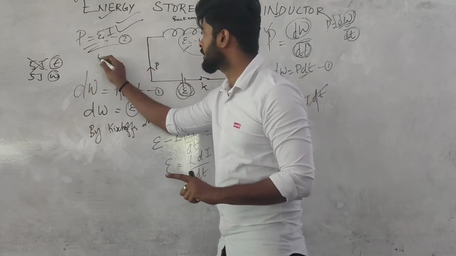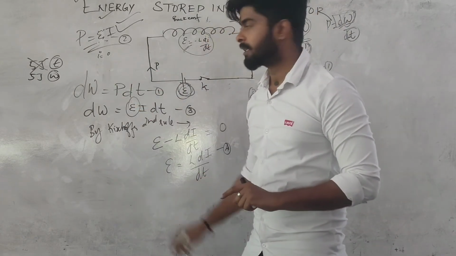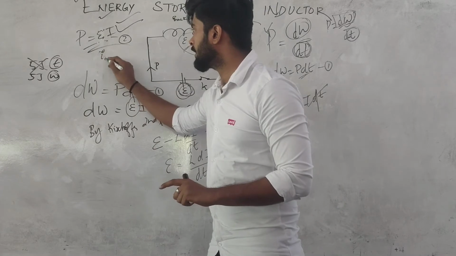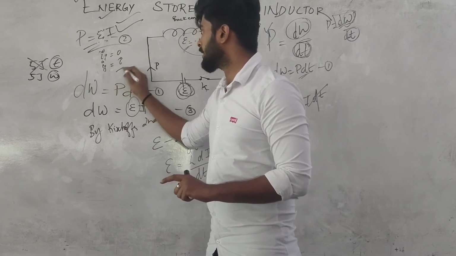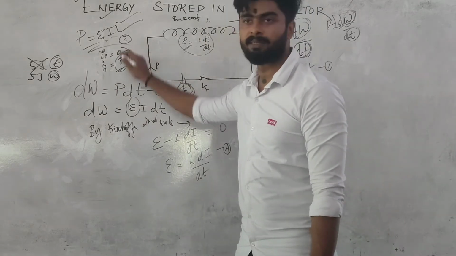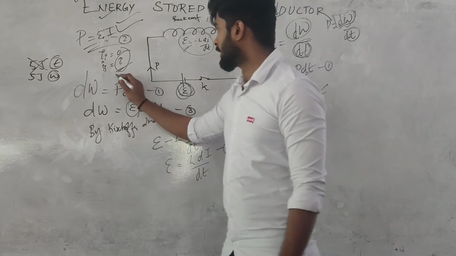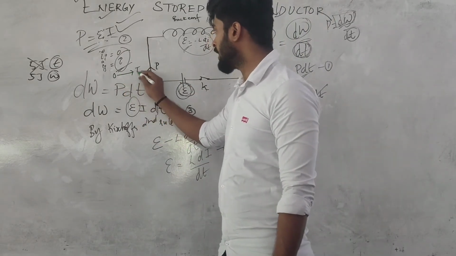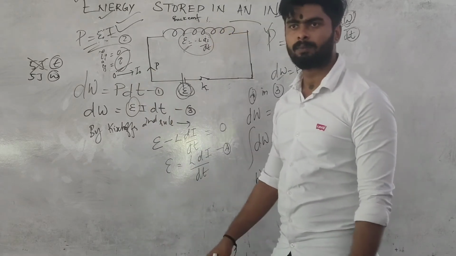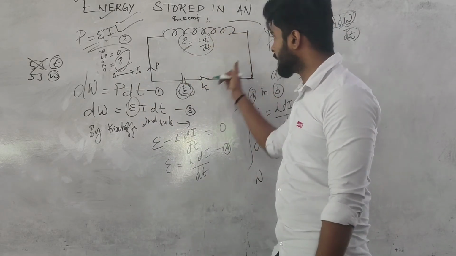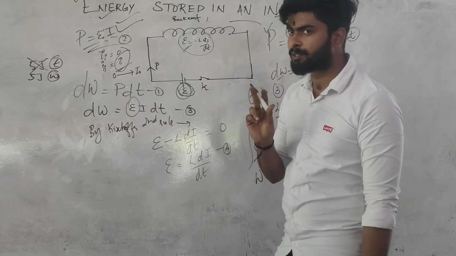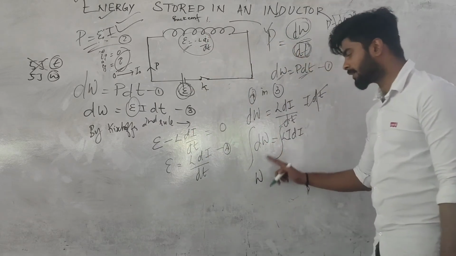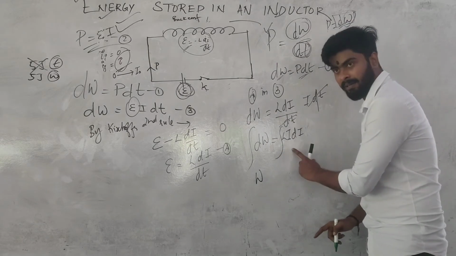Imagine the initial current was 0. You have to establish a current. That means you have to bring a current I in the circuit. So the current should be increased from 0 to I or I naught. You want to establish a current in this circuit. For that, the inductor has to do a work. Why is the inductor doing a work? In order to increase the current, right?